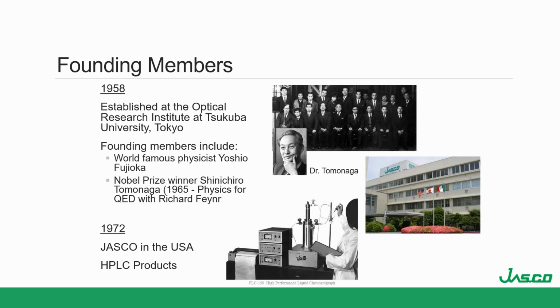So to start, JASCO was founded in 1958. It was established at the Optical Research Institute in Tokyo. Its founding members include Dr. Tominaga, who shared the Nobel Prize in 1965 with Richard Feynman. Then in 1972, JASCO took their optical expertise to the HPLC product line and sort of built a system around it. Coincidentally, that was the same year that JASCO was established in the US.